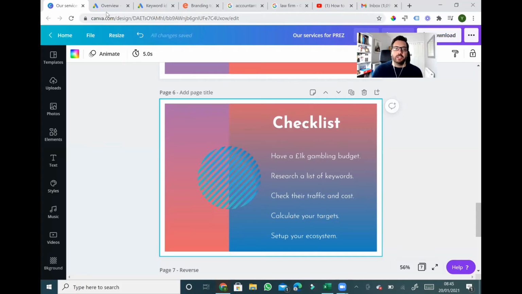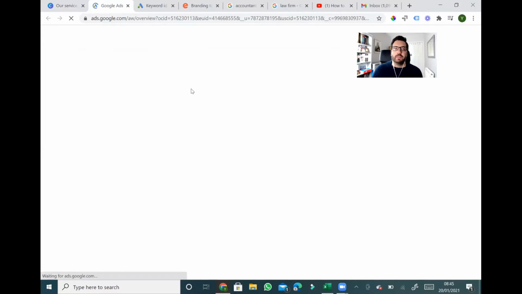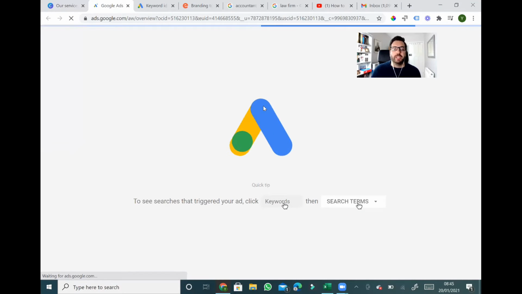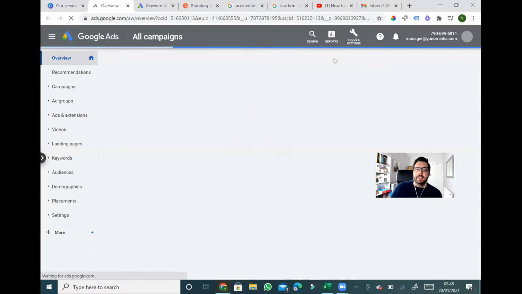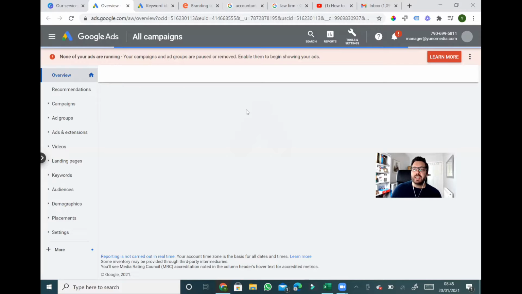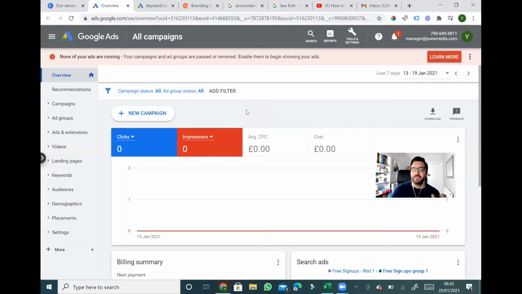So just setting up a Google Ads account is completely free. I'll let this bit load up because it can take a second or two. This can be the one annoying bit of Google Ads. It can take a long time to load up. Setting up is entirely free. You've just got to be very careful at the start. When you're setting up, they do try and get you to set up a paid account. So just be careful of that.